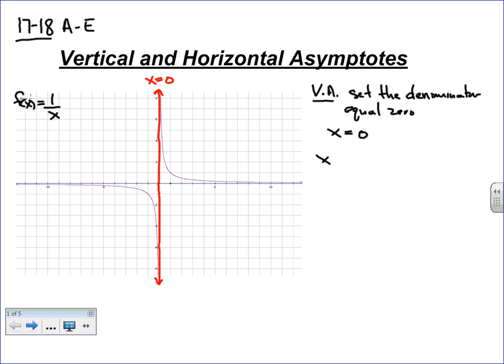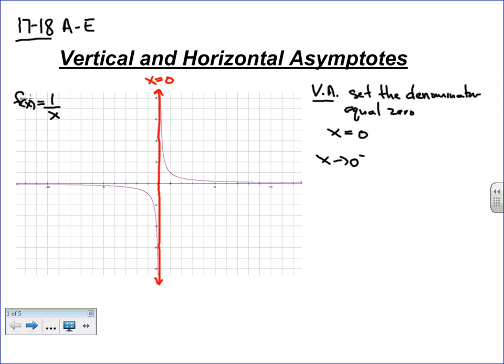So I want to say, as I'm approaching from the left-hand side. To say that mathematically, I'm approaching the value 0, but I'm approaching it from the left-hand side, so we put a little superscript with a negative sign. All that means is I'm approaching 0 from the left-hand side.